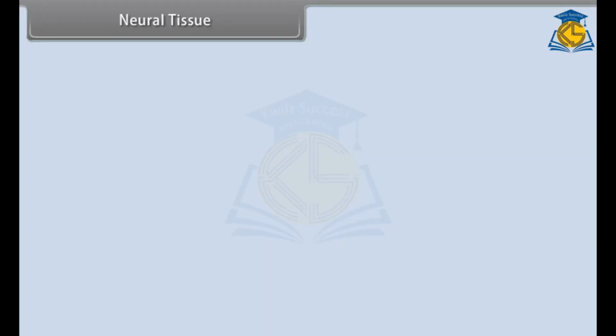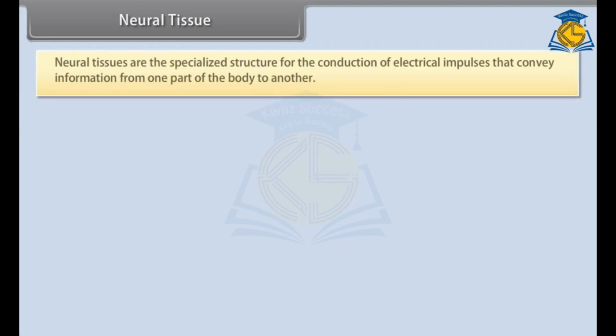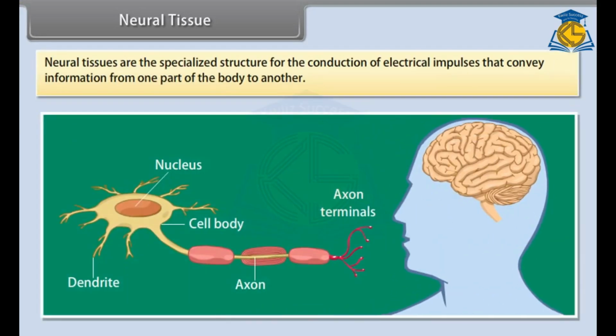Neural tissue. Neural tissues are the specialized structure for the conduction of electrical impulses that convey information from one part of the body to another. Organ and organ system.